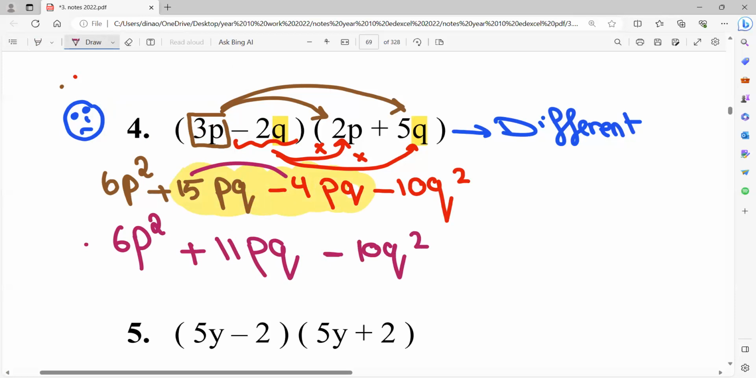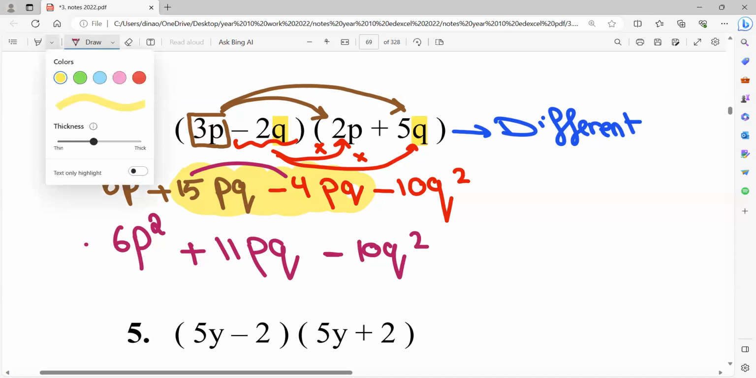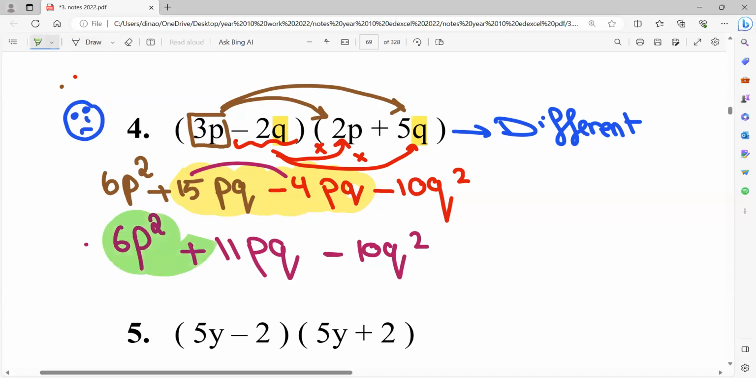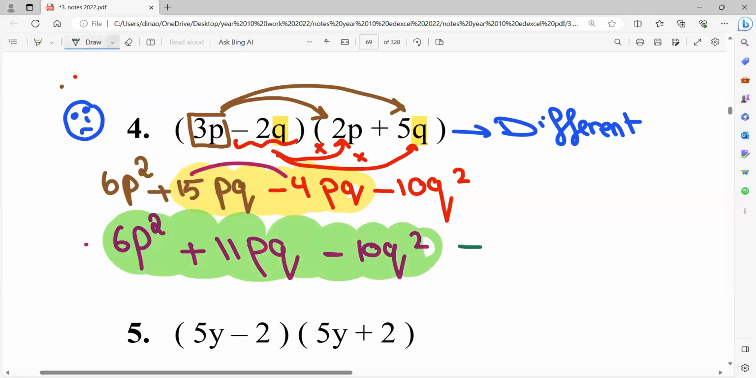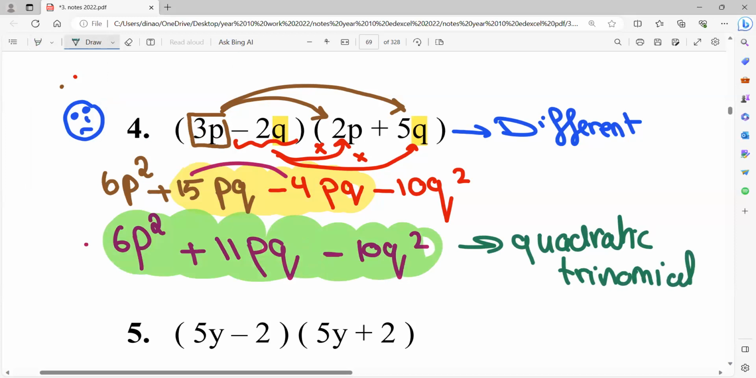I just want to give a name for the answer of 2 different brackets. The answer of 2 different brackets is what we call a quadratic trinomial. Trinomial means, as you can see, we have 3 terms. Quadratic trinomial means that the maximum power in this expression is 2.